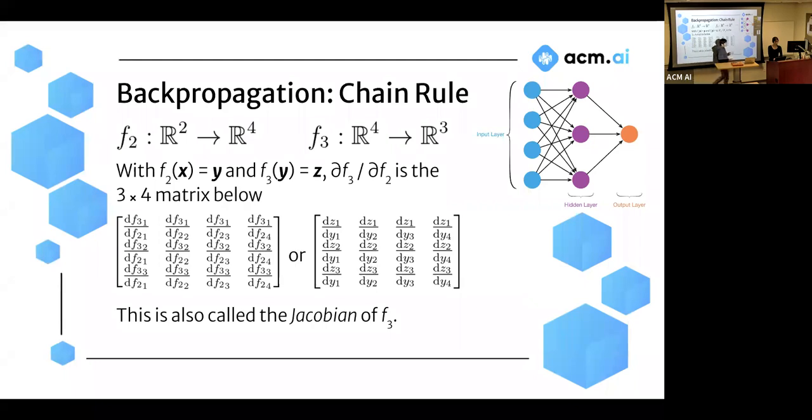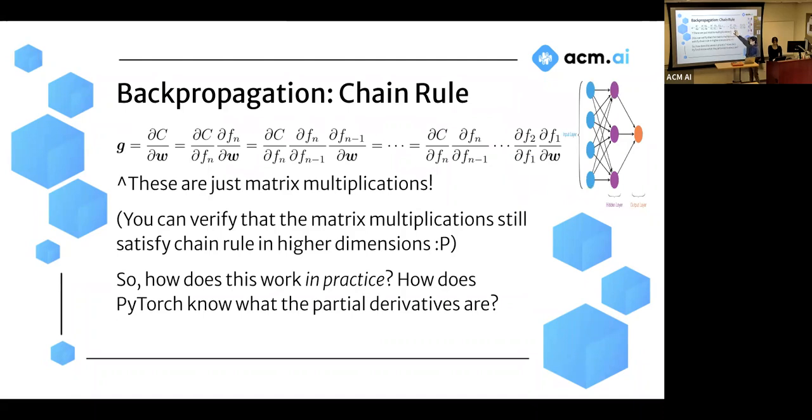Because the Jacobian is just a matrix, and by definition it is the derivative of a vector with respect to a vector, this is really just a series of matrix multiplications, right? And again, you can verify that the matrix multiplications still satisfy the chain rule in higher dimensions, because remember the dimensions of all of these are output times input. We have output times input, output times input, output times input, and the output of this layer is the same as the input of the next layer. So the dimensionality matches at the very end, right?